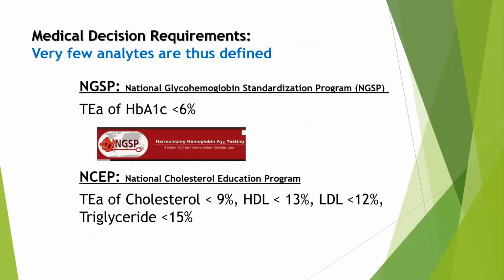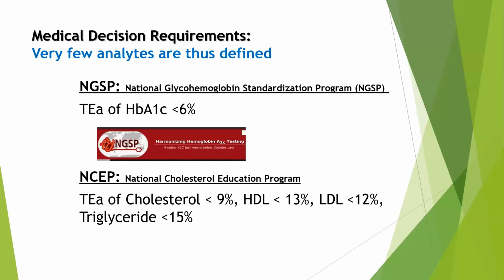Okay, let's see a few examples. Medical decision requirements: very few analytes have been expressed in terms of medical decision requirements. But an example like HbA1c has been defined by the NGSP, the National Glycohemoglobin Standardization Program. They have been working on harmonizing HbA1c measurements across the world, and they have defined that the total allowable error of HbA1c should not exceed 6%. So TEa of 6% is one example of a medical decision limit.